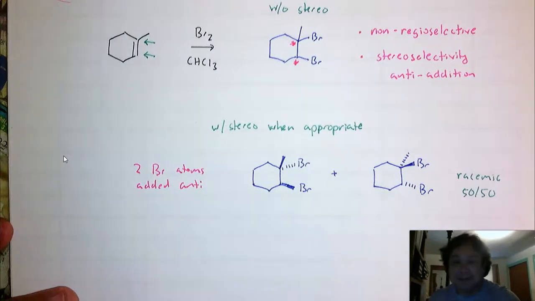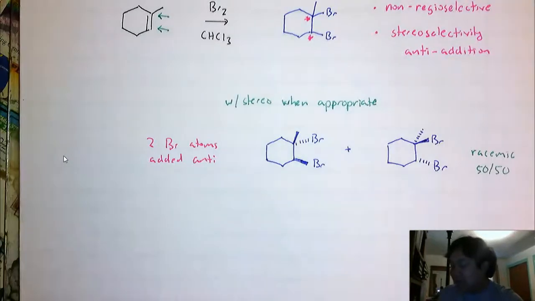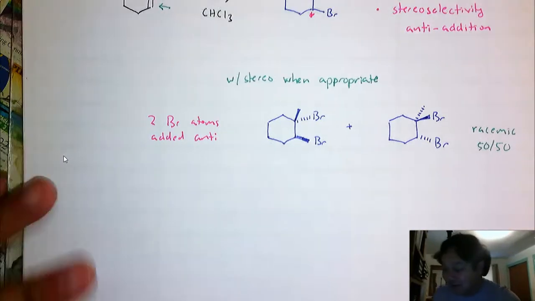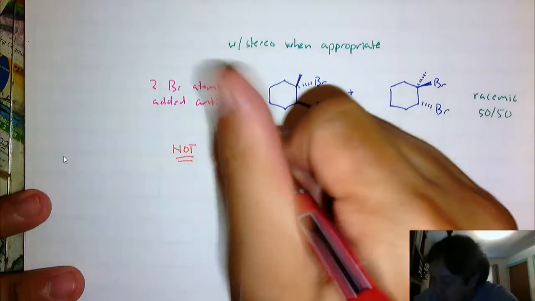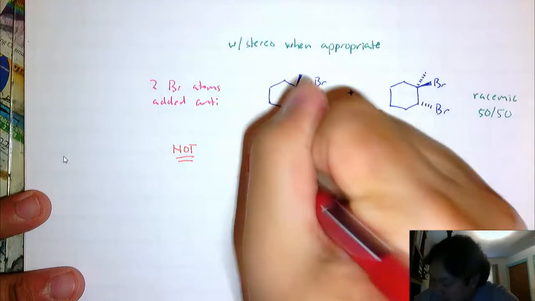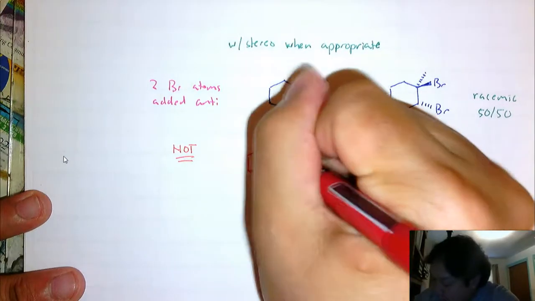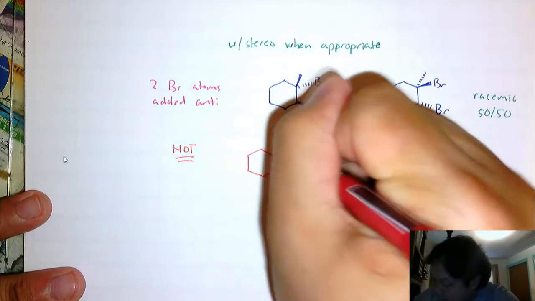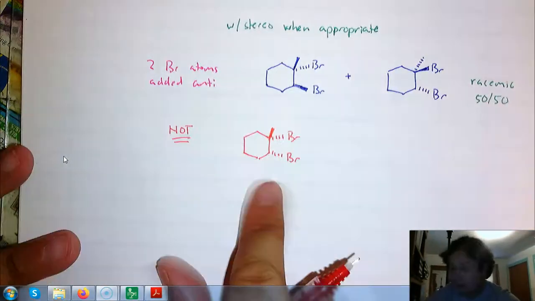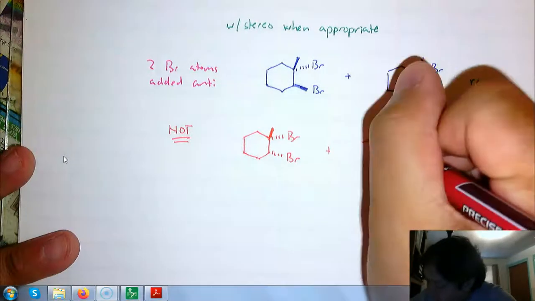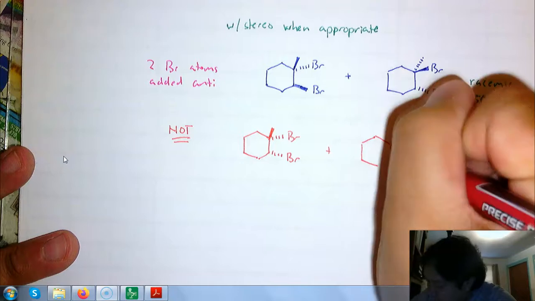It's selective because there are two stereoisomers that I'm not drawing. What are those two stereoisomers? Those are the ones where the bromines add on the same side. So I'm not drawing on purpose these two. That one and this one.